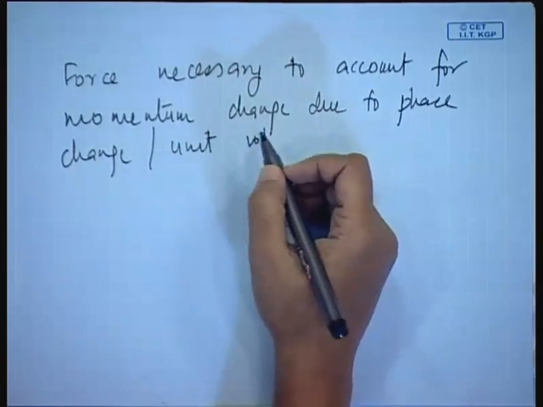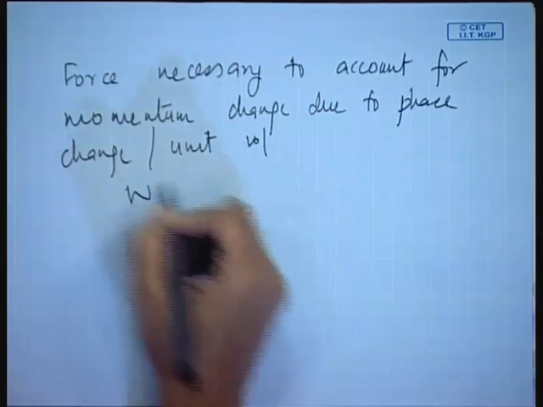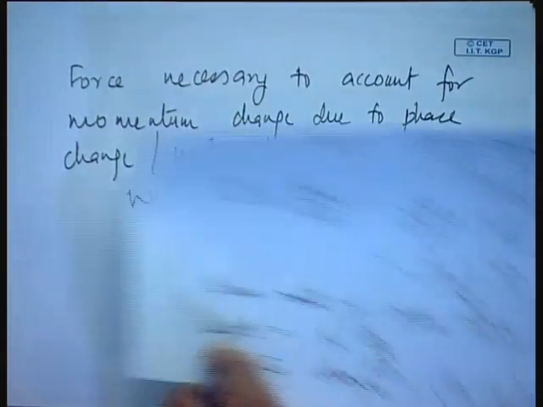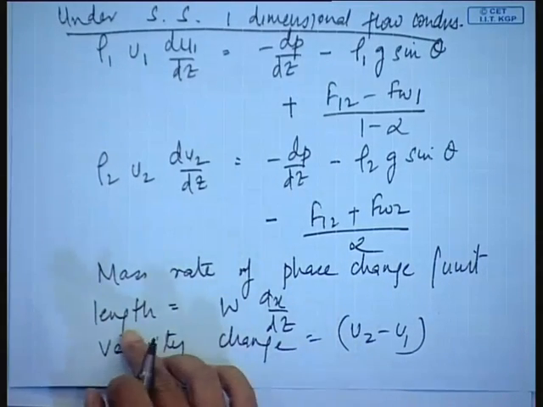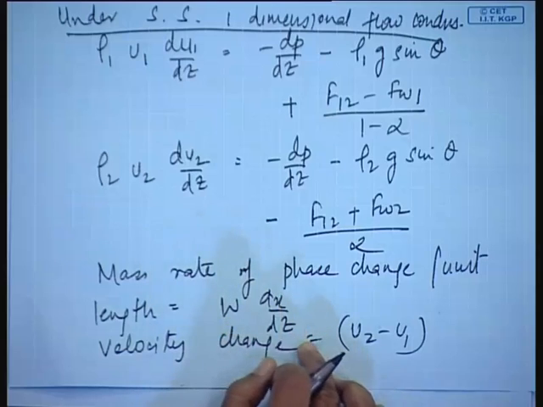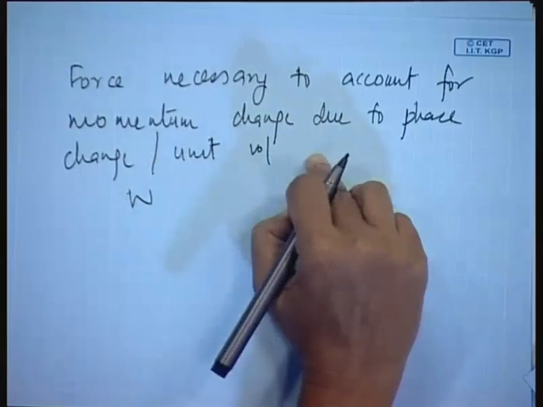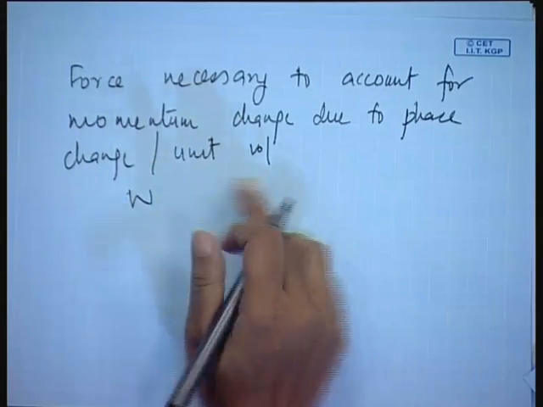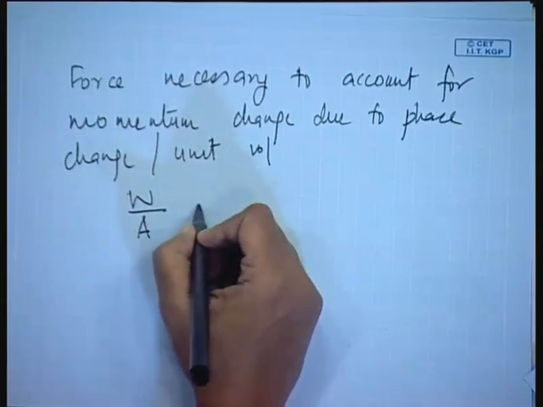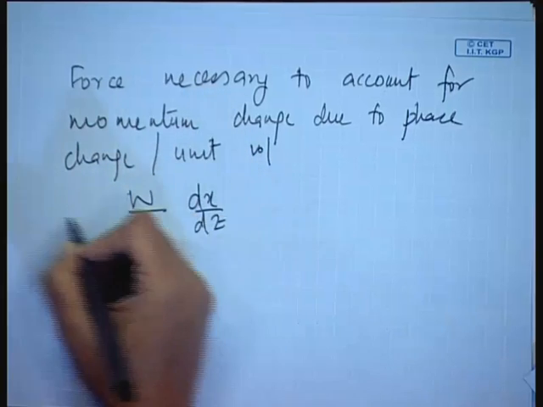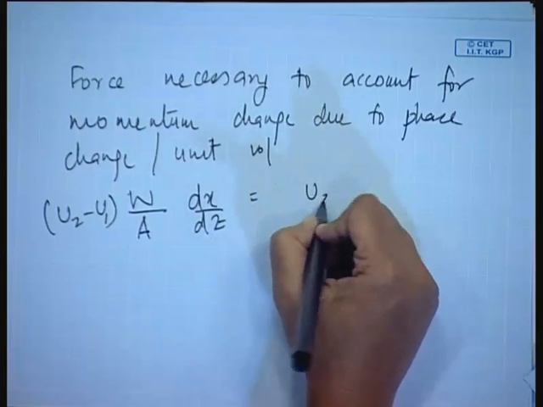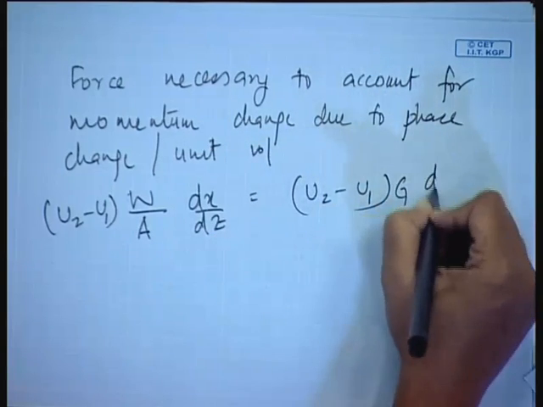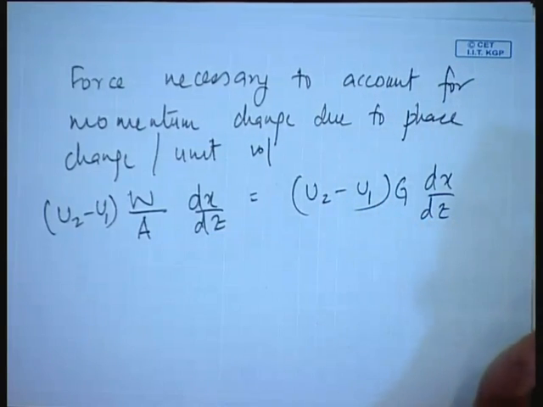That is going to be nothing but, see, remember one thing, this mass rate of phase change per unit length was W dx dz. So, therefore, if it is per unit volume, it becomes W by A dx dz. Clear to you? So, therefore, force necessary to account for momentum change due to phase change per unit volume becomes W by A dx dz into u2 minus u1, or in other words, this is nothing but (u2 minus u1) g dx dz. Okay.